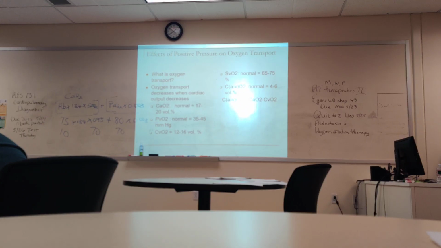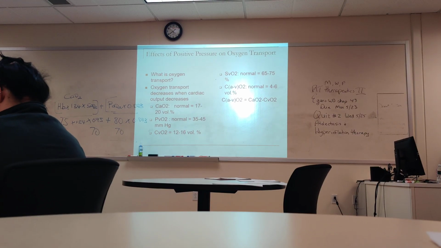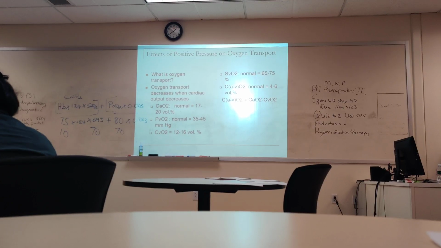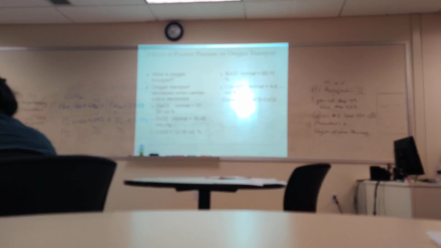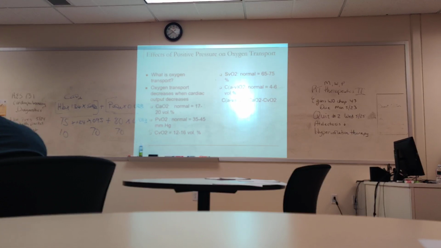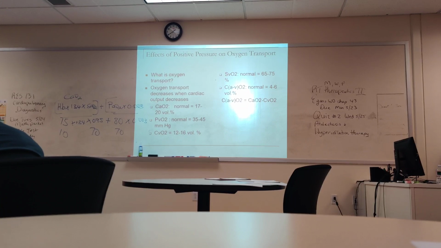Mechanical ventilation, positive pressure ventilation, decreases arterial oxygen content. The more pressure, the lower that number. And then we'll go to PvO2. PvO2 is the partial pressure of oxygen in the venous blood, just like the PaO2 is the partial pressure of oxygen in the arterial blood. Normal PvO2 is 35 to 45. When the PvO2 is decreasing, cardiac output is decreasing.